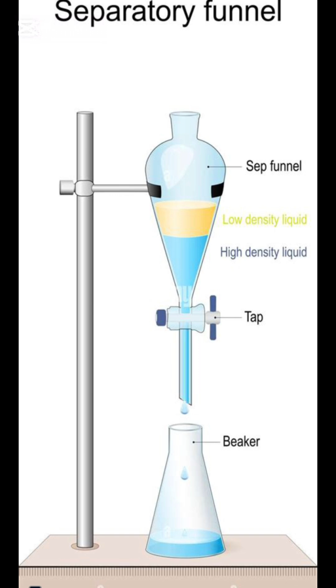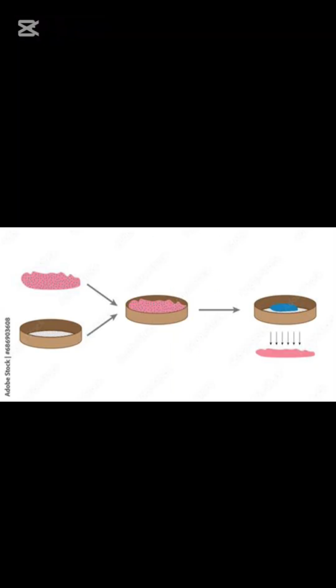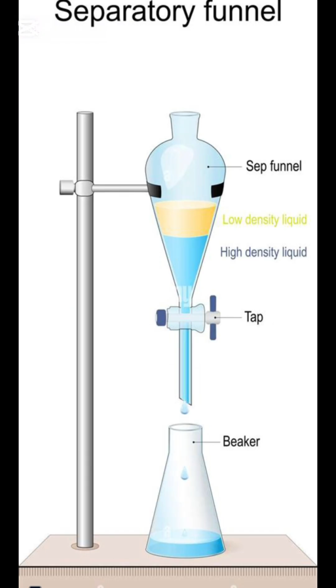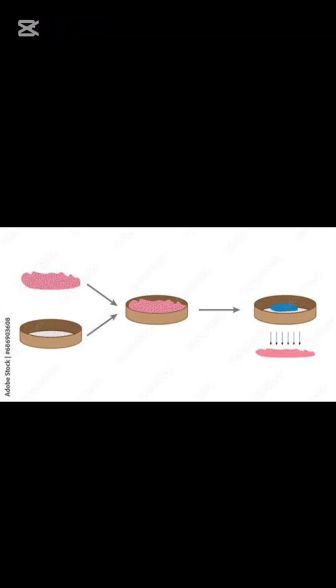Today let's look at differences between sieving, filtration and separating funnel. These are separating processes or separating techniques that are used in separating different mixtures. So sieving is used to separate components of different sizes, solid components of different sizes.